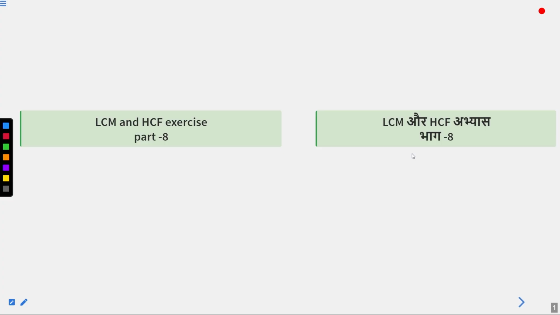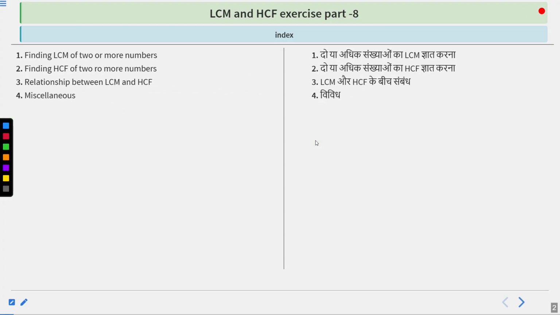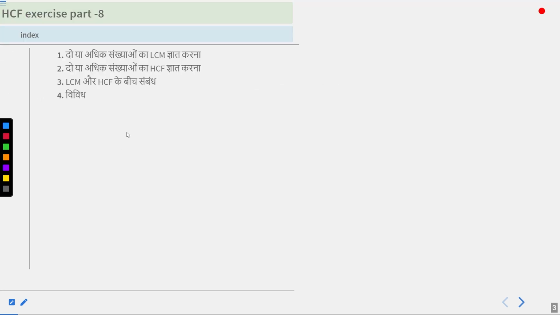Hello everyone, welcome to LCM and HCF exercise part 8. In this exercise, we are going to do questions on how to find the LCM of two or more numbers, how to find the HCF of two or more numbers, the relationship between LCM and HCF, and miscellaneous questions.